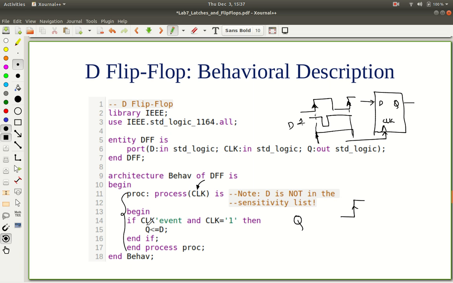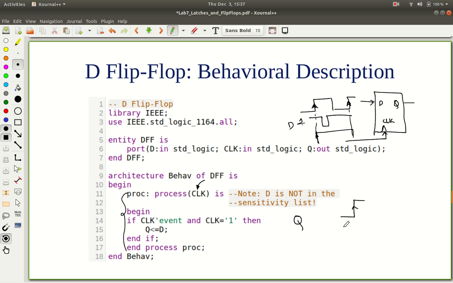Then Q is assigned the value of T, and end if, which means if this condition is not met, then Q retains its old value. It is not changed.